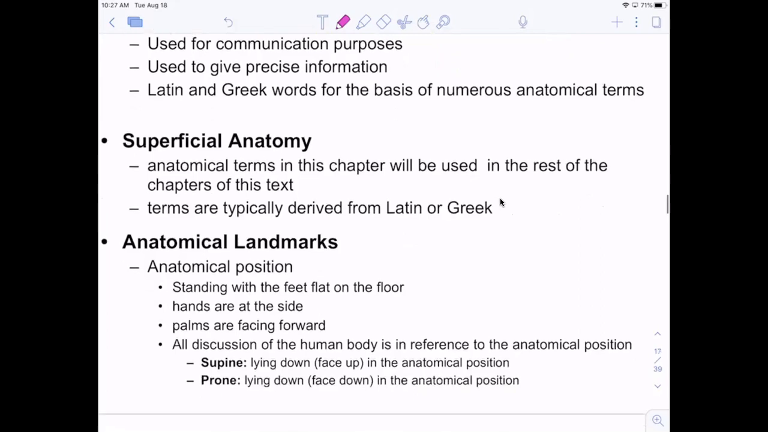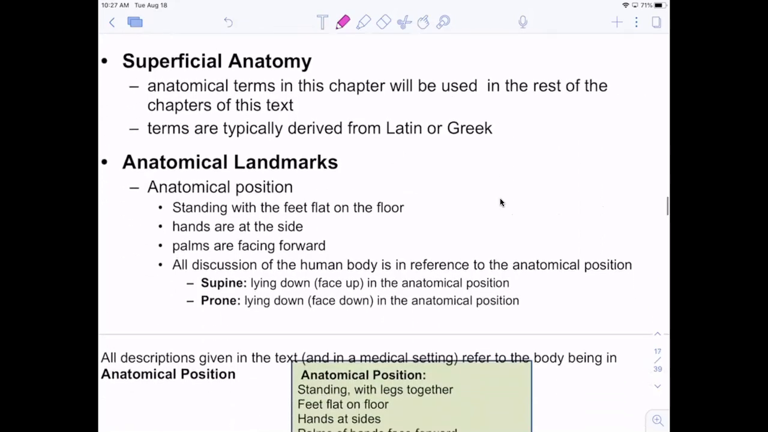And so when we talk about anatomy, we always make reference to anatomical position. So with a human, anatomical position is standing with your feet flat on the floor, toes pointed forward, hands and arms down at your sides with your palms facing forward.